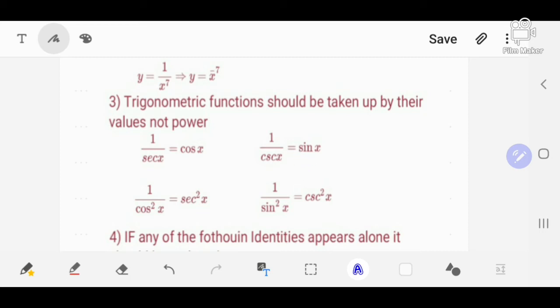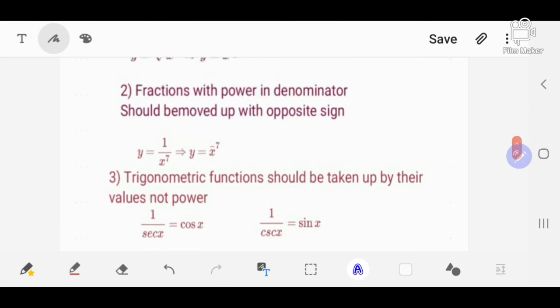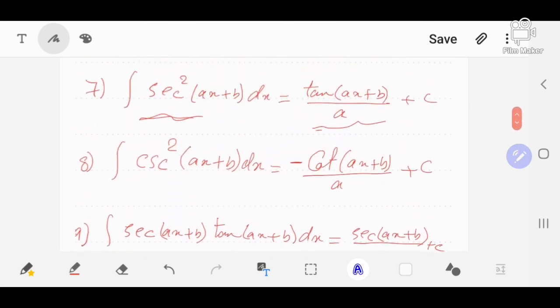Now, 1 over cosine squared. We don't have such a rule. So what should I do with this? I rewrite it immediately as secant squared, and secant squared has a rule of integration. Same thing for 1 over sine squared. You rewrite it as cosecant squared. Let's check that. Do we have a rule for secant squared? Yes, actually, here are the rules for secant squared and cosecant squared. We have a direct answer for these.